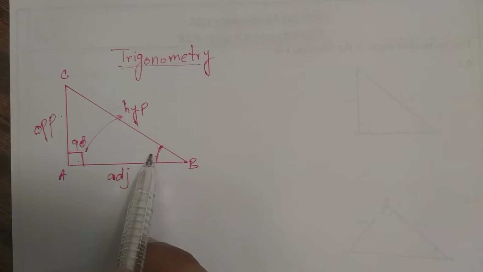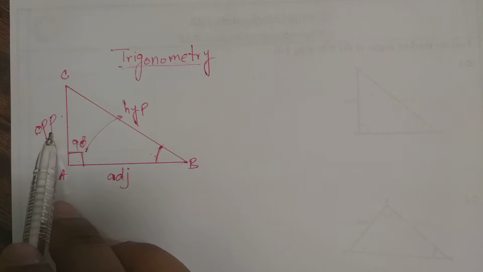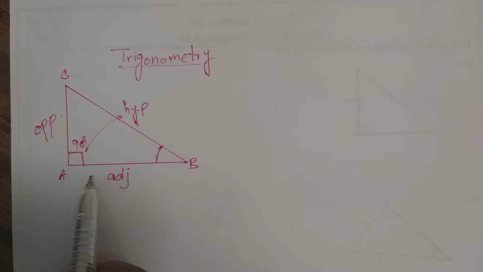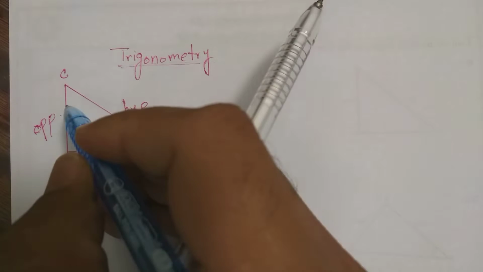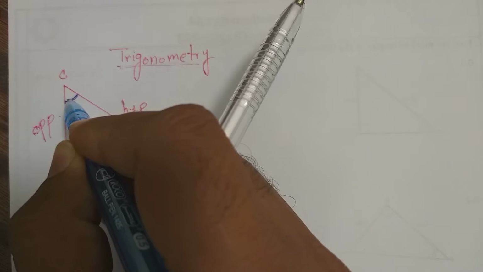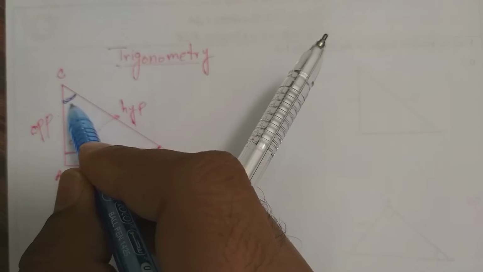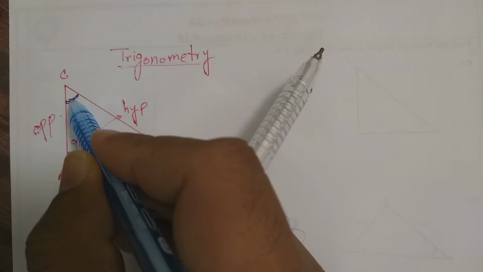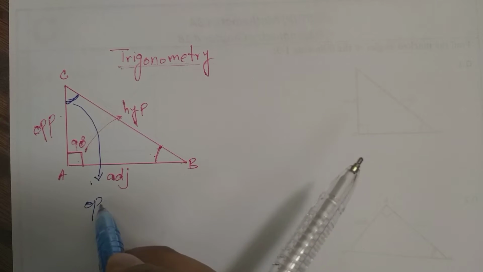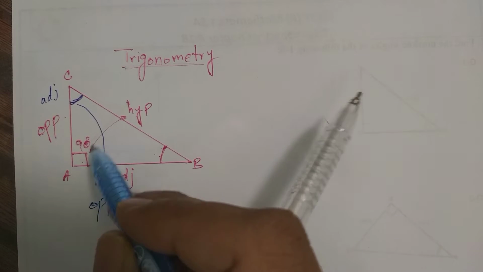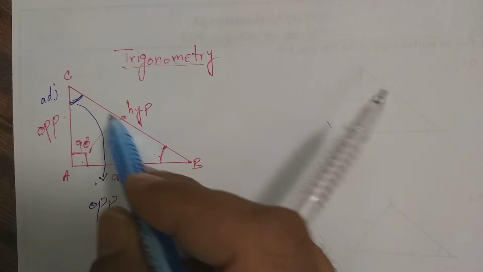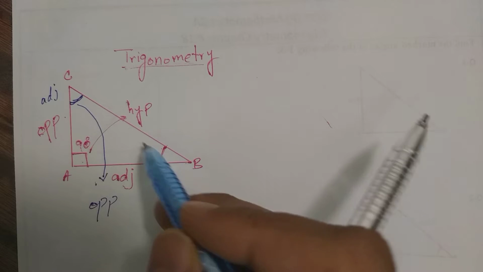So whatever the angle mentioned, the side in front of that angle is called the opposite side, and the rest of the side is called the adjacent. For example, if we mention angle C, according to angle C, the blue line is in front of this angle, so this is called the opposite, and whatever is left is called the adjacent. So the point is, the side always in front of 90 degrees, the longer line, is called the hypotenuse.